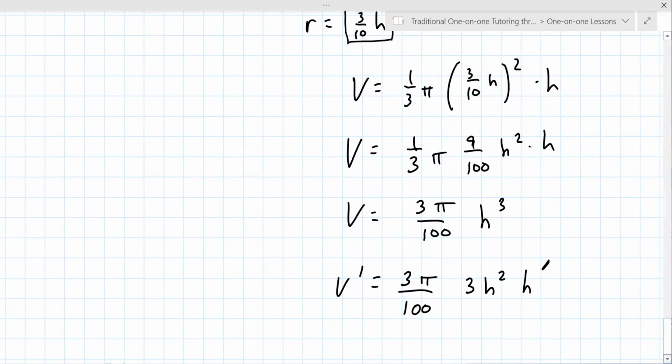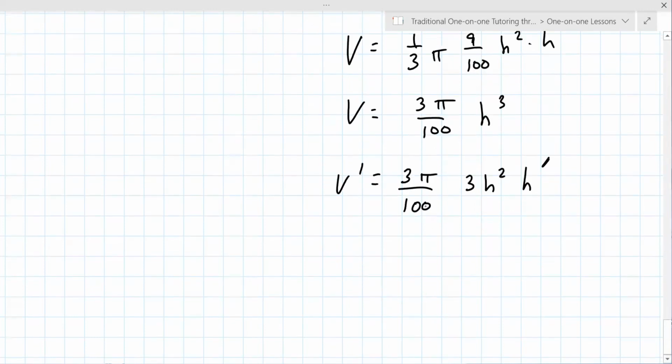Okay. So a little bit of rearranging here. When something's in the bottom, it goes to the top. So it's 100 v prime over 3 pi. If it's in the top, it goes to the bottom. You've got this 3 here and this h squared. So that's going to come here, equals h prime. That's how you do these quickly: if it's in the numerator, it goes to the bottom. If it's in the denominator, it goes to the numerator.